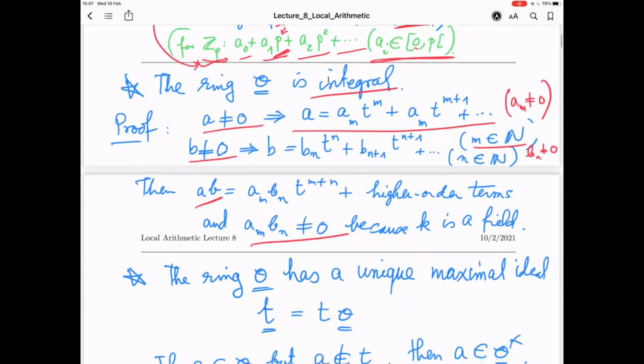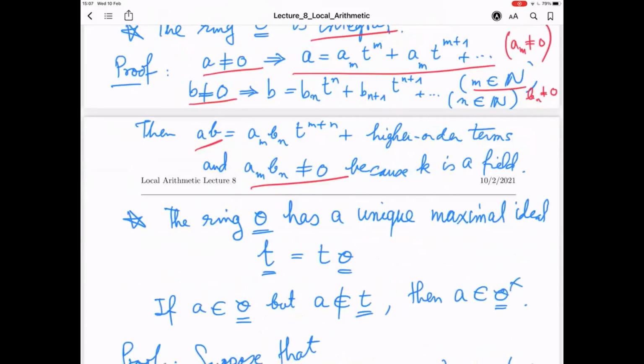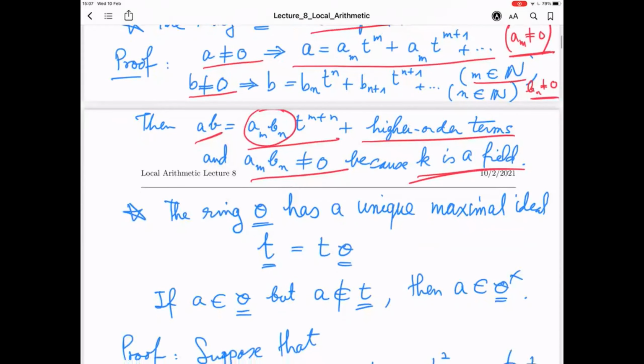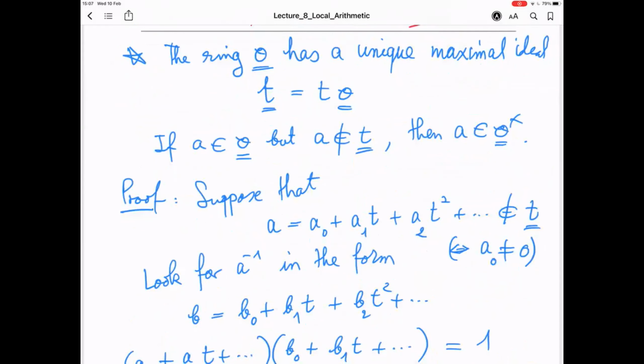Then what is the product AB? It is going to be this plus some higher order terms, and this coefficient is non-zero because A_m is non-zero and B_n is non-zero, and K is a field, so the product of two non-zero elements is non-zero. That was a small proof, but I'm sure all of you can do it for yourselves.